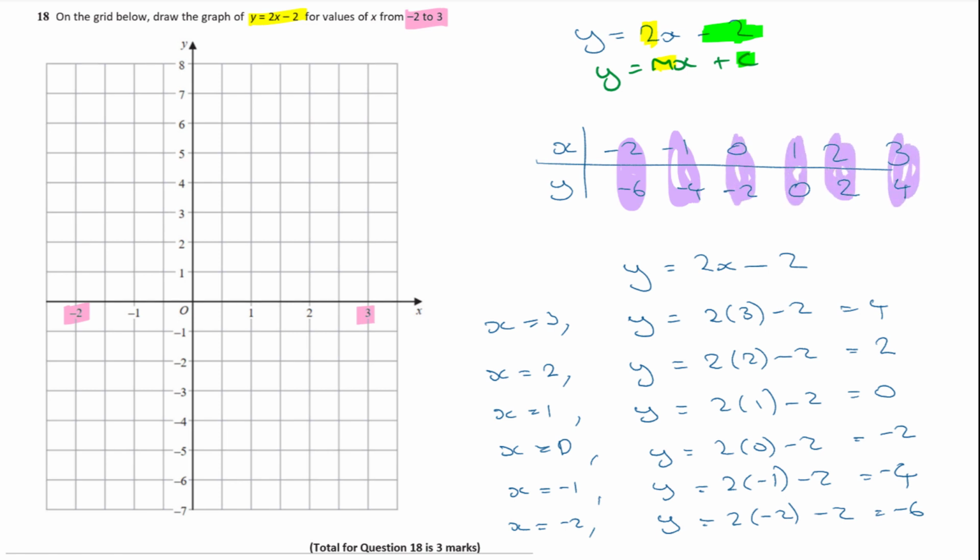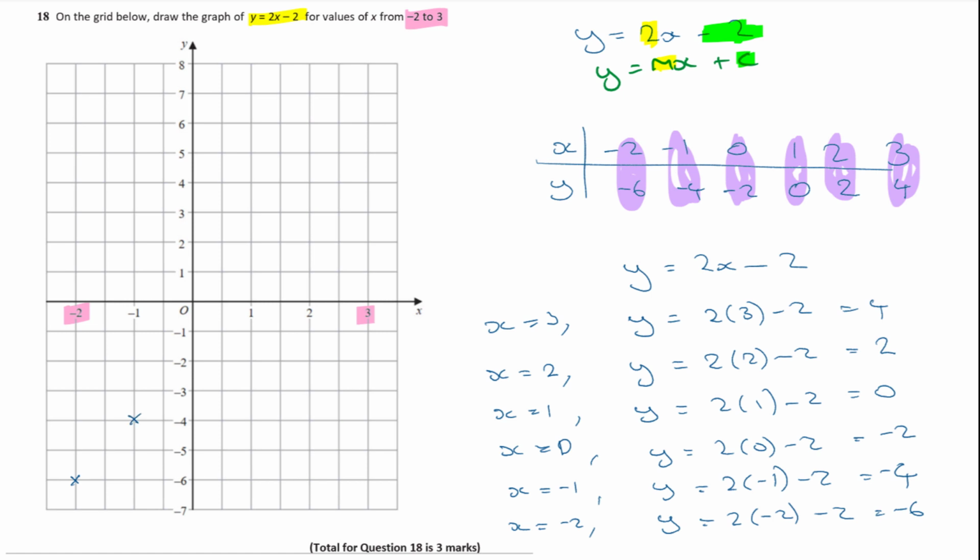So the first one up I've got is minus 2, 6. So negative 2 across, and the negative 6 is down. So my point is here. Next one, minus 1, minus 4. Minus 1, minus 4 is here.